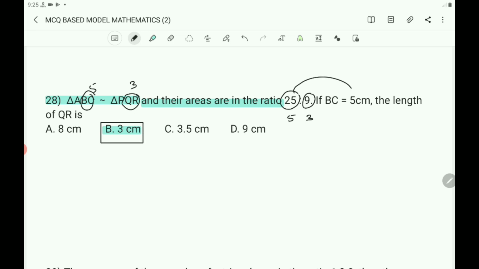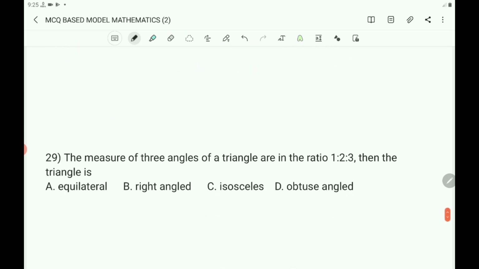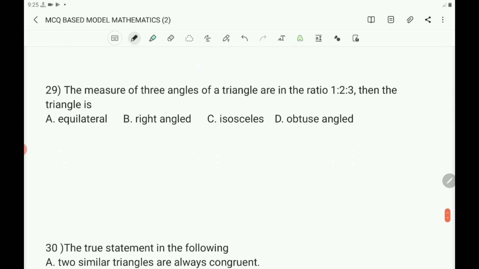So you got the root of 25 is 5. That is the length of BC, and the length of QR, that is the corresponding side of the side BC of the triangle ABC. So you will get the root of 9, that is 3 cm. Next, let us take question number 29.